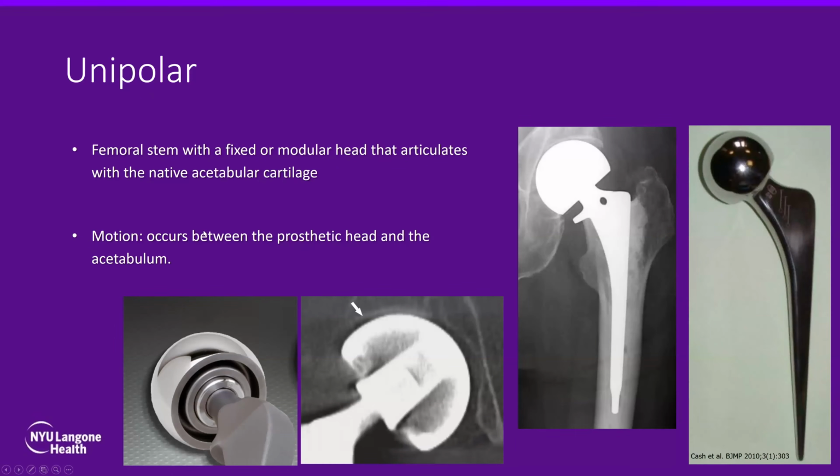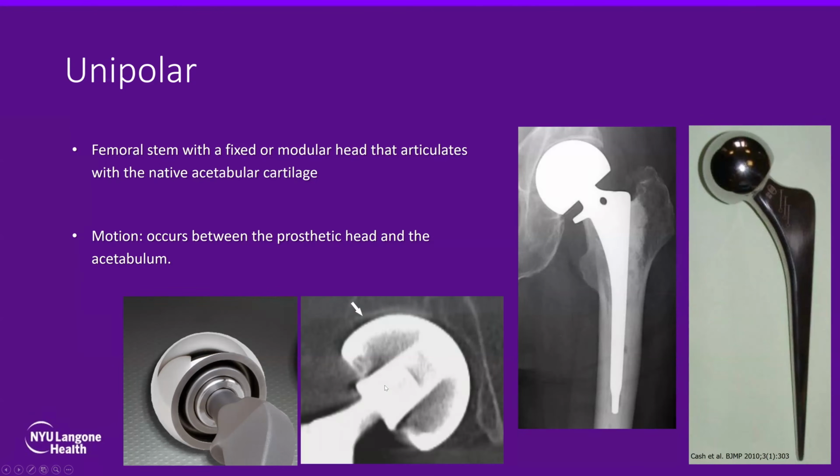So unipolar is a hemiarthroplasty in which, as you see on the right side of my screen, there is one level of motion, which is between the femoral head and the native acetabulum. This is the implant itself, and this is a similar implant, or probably the same implant, in vivo. So this femoral component, the stem, is firmly attached to the femoral head, and there is motion between the native acetabulum here and the femoral head.